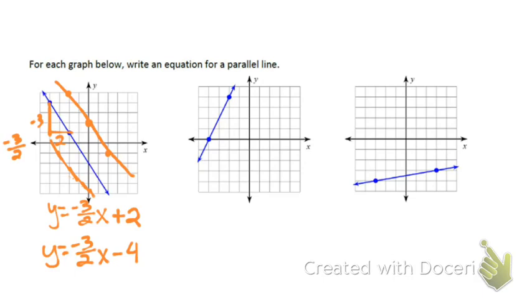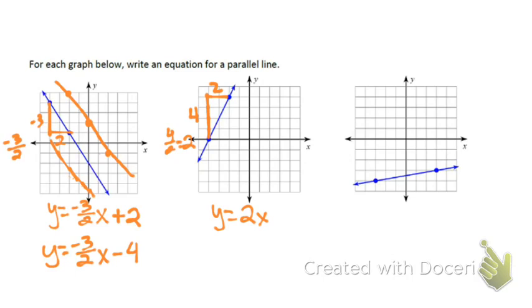So let's try the next one. What's our slope for our next one? So we go up 4 and over 2. So our rise over run is 4 over 2, so our slope is 2. To create a line parallel, I just have to have the same slope. So y equals 2x. And then again, I can pick any y-intercept. So I can write my equation as y equals 2x.